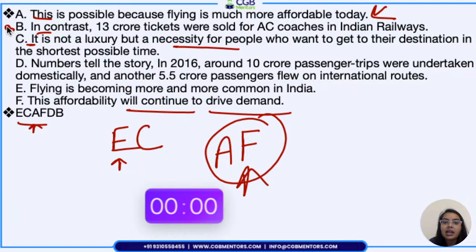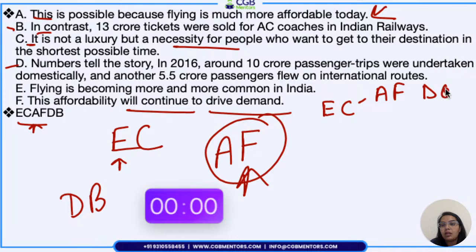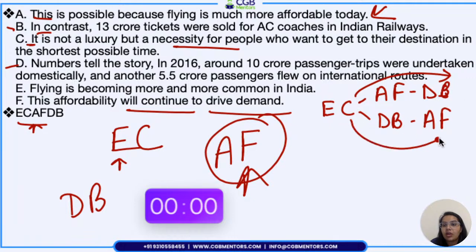Now you will see in D and B there are numbers. Okay. Numbers in contrast with some other numbers. Makes sense because whenever things are contrary to each other, in contrast with each other, then they are the ones that, on some similar ground, are opposite to each other. So you will find you have another pair which is D and B. Now what you have to do, you have EC, AF, DB, or you have DB, AF. Okay, so it goes like this or it goes like this.